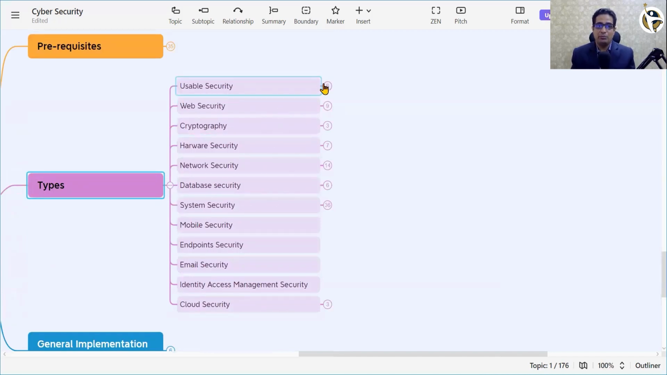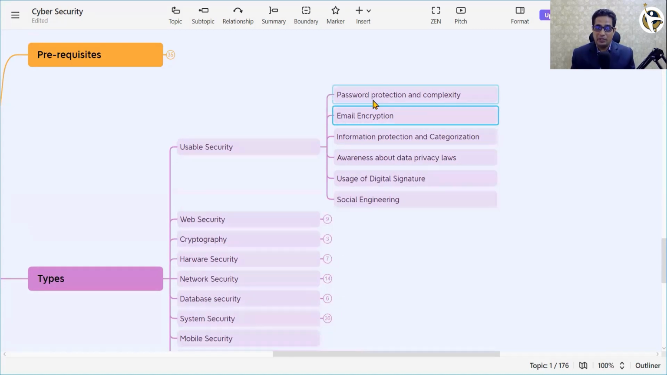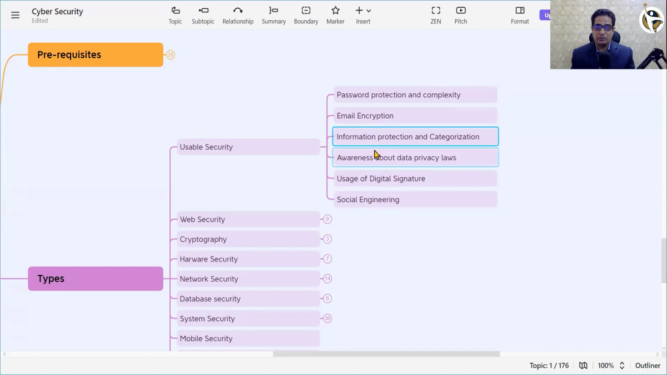The first one is based on usability, the way we use our day-to-day passwords and even protection things. That's where you need to be good at providing password protection and its complexities. Email encryption is a very important part based on usability. Then information protection and categorization. Generally we categorize organizational information as private, public, and internal. So you need to be good at that categorization.